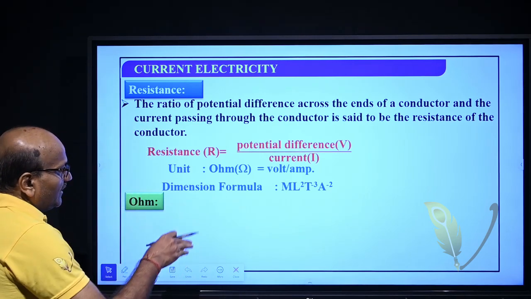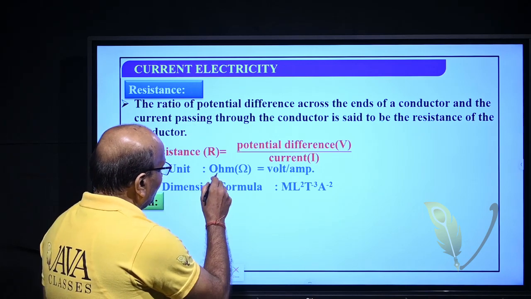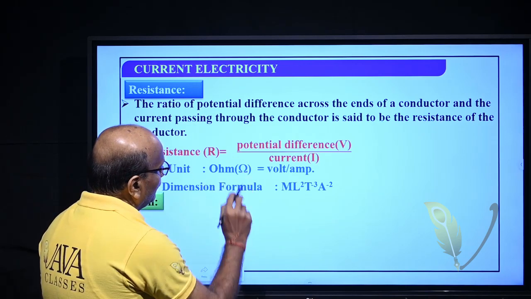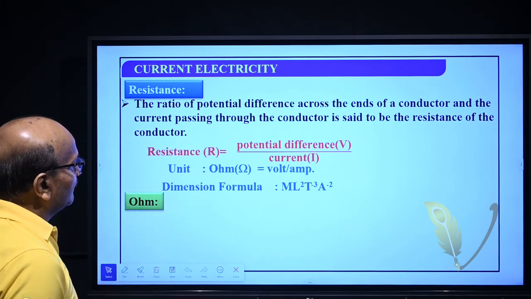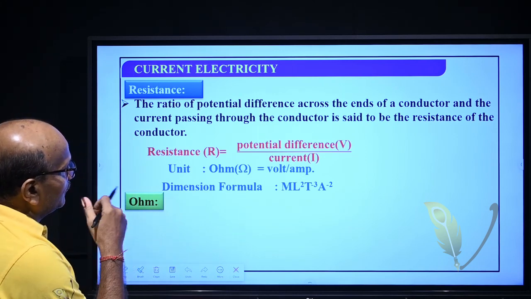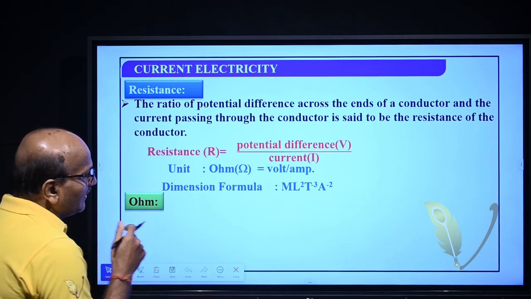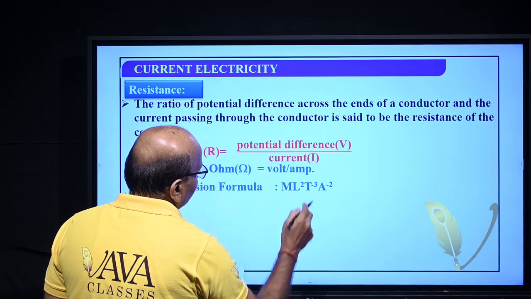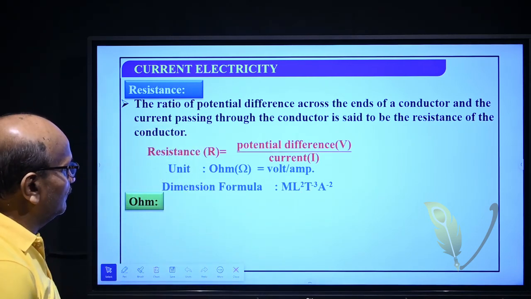So, what is the unit of resistance? It is ohm, and its symbol is omega. It is volt per ampere. That is, 1 ohm is equal to 1 volt per 1 ampere, and the dimensional formula is ML squared T to the power minus 3 A to the power minus 2.